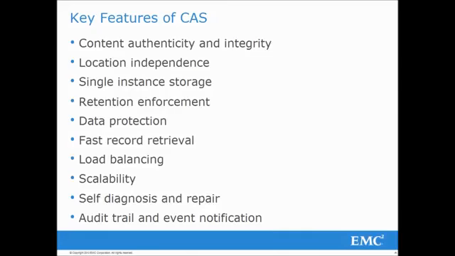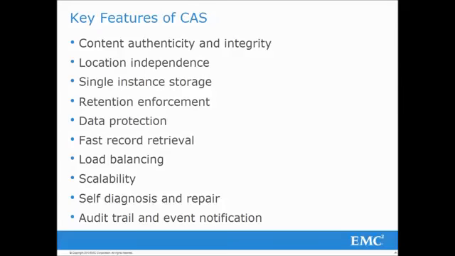Single instance storage. CAS uses a unique content address to guarantee the storage of only a single instance of an object. When a new object is written, the CAS system is polled to see whether an object is already available with the same content address. If the object is available in the system, it is not stored. Instead, only a pointer to that object is created.